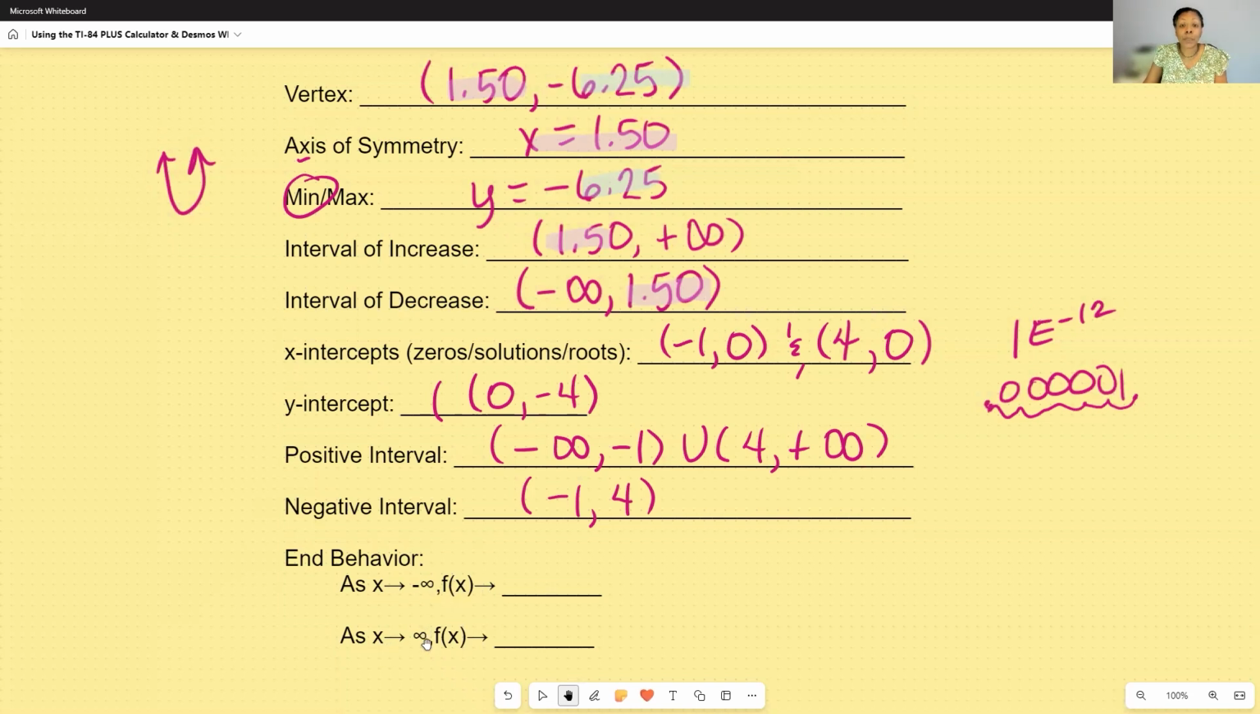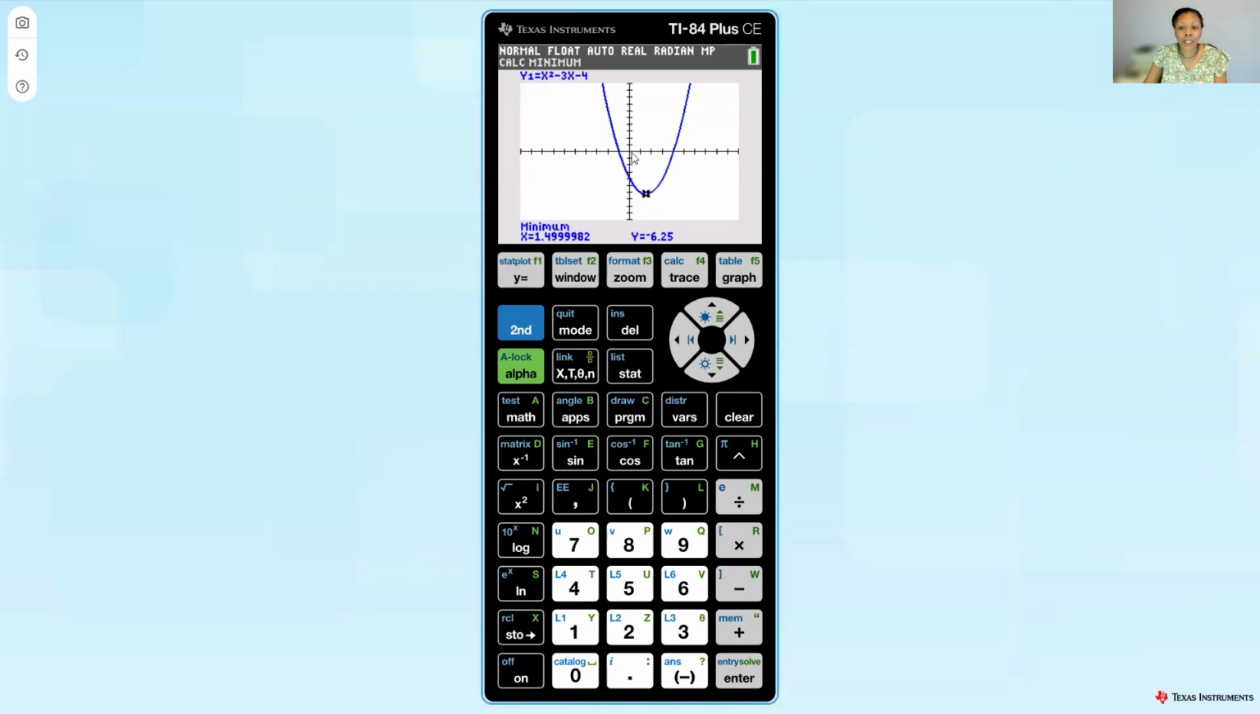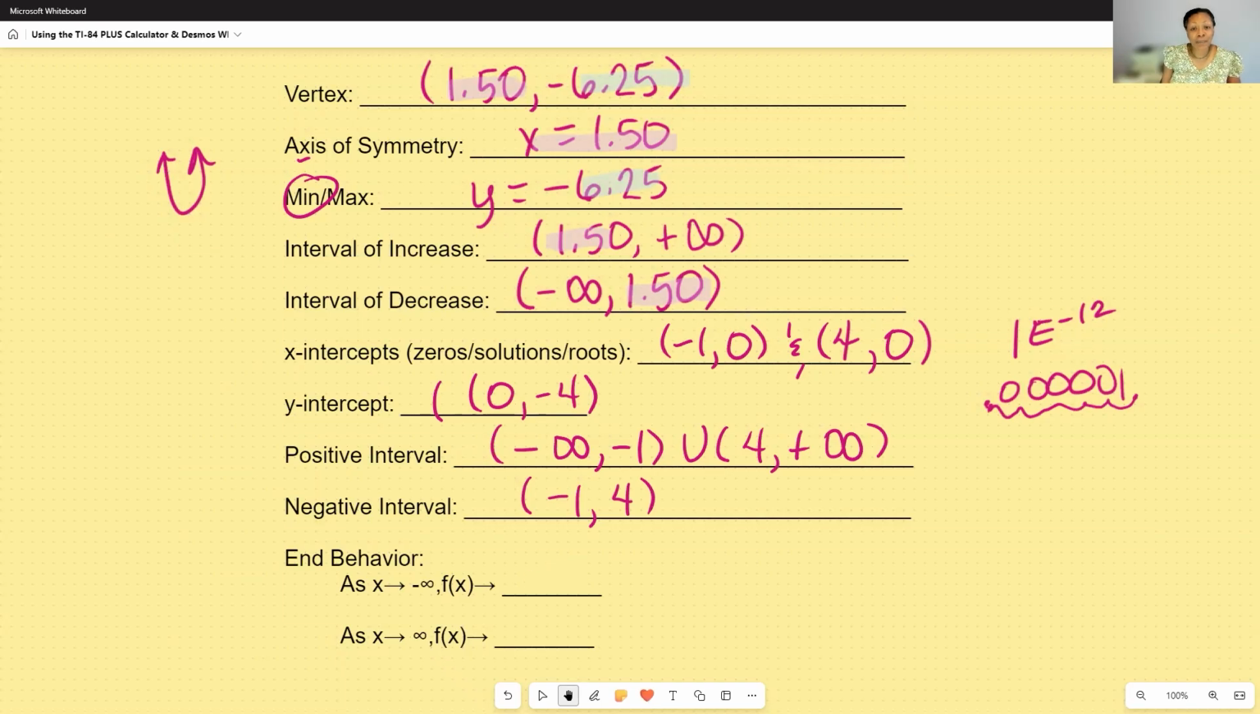As x is approaching positive infinity, f of x is approaching what? If I'm right here and I'm walking, and now I look which way? I looked up. That's positive infinity. If I'm here and I'm walking and I look up to that arrow that's closest to me, which way am I looking? To positive infinity. Each time that I have a minimum, then my f of x for my end behavior will be positive infinity.